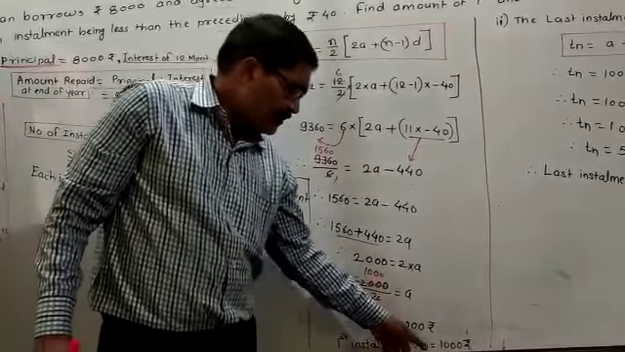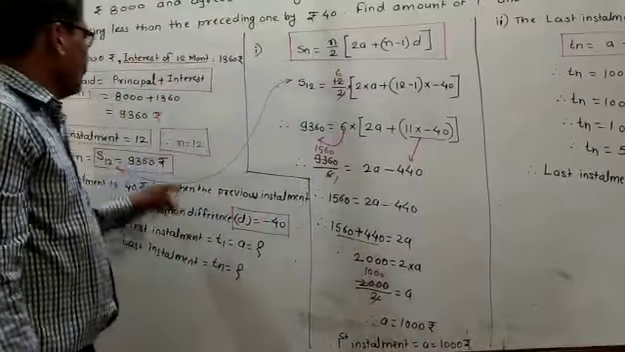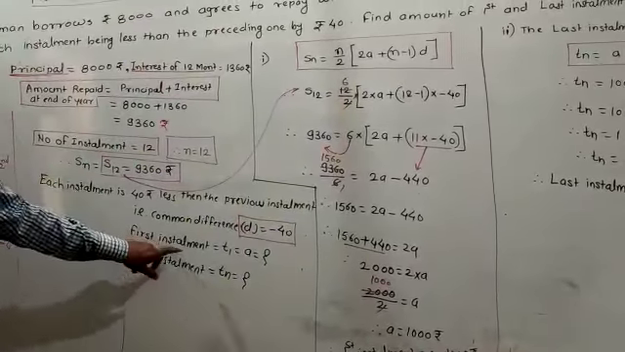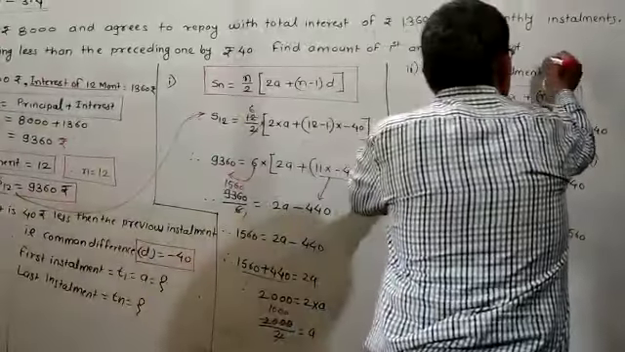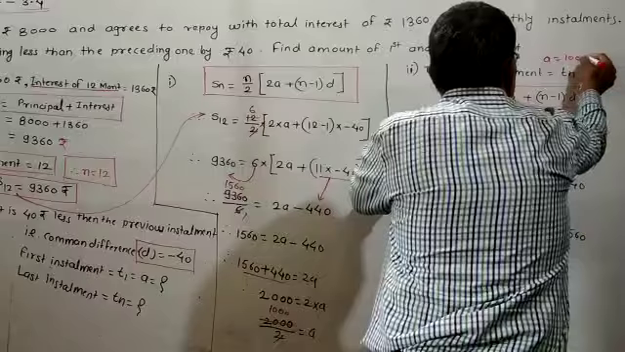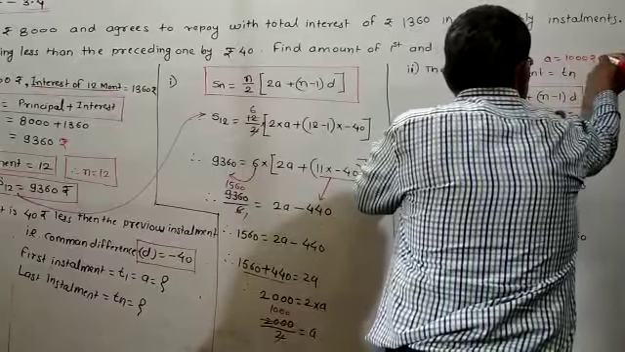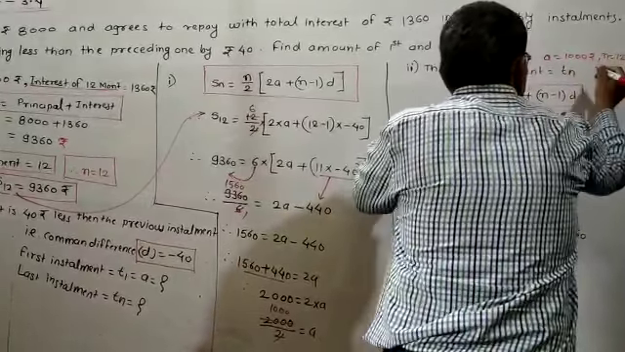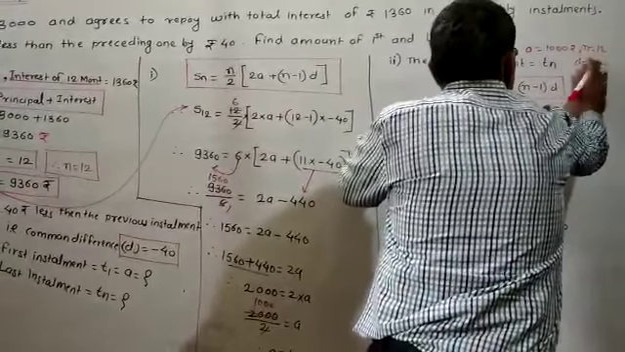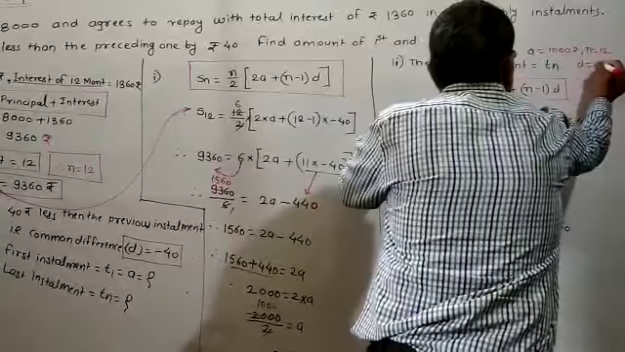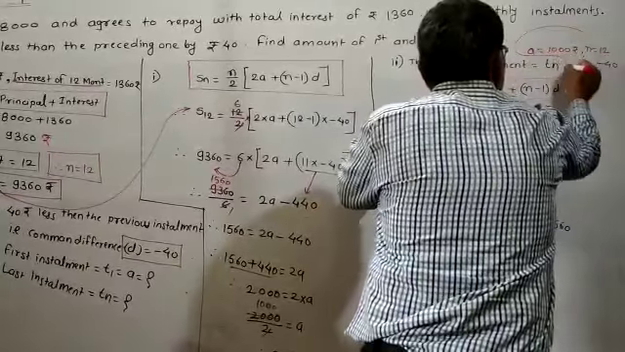Therefore the first installment a is equal to 1000 rupees. Here we will get the value of a as 1000 rupees. n is equal to, already we have 12 installments, and d is equal to minus 40. These are the given things.